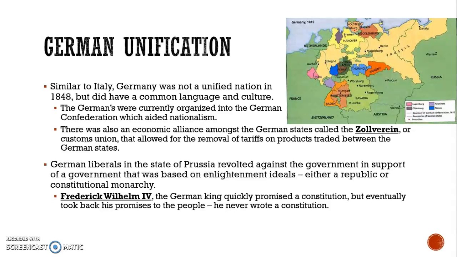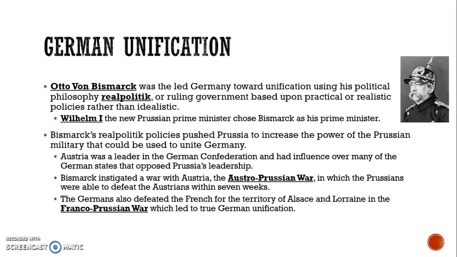German liberals in the state of Prussia revolted against the government in support of a government that was based on Enlightenment ideals, either a republic or a constitutional monarchy. The monarch, Frederick Wilhelm IV, the German king, quickly promised a constitution, but eventually took back his promises, and he never ended up writing a constitution, which angered the German people.